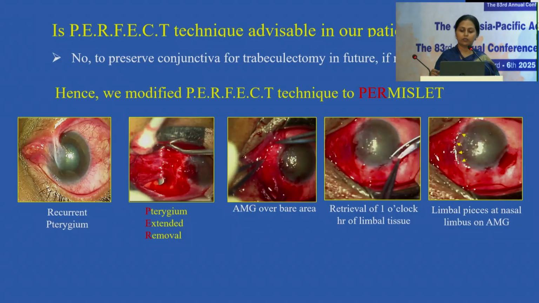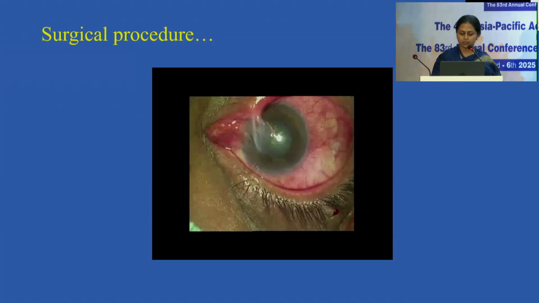And we are removing superior temporal aspect. We'll take around 1 clock hour of limbal tissue. And we'll be placing this limbal tissue at the nasal limbus on the amniotic membrane graft, and then we'll be securing it with a banded contact lens. And hence the term MISLET. Now, this is the surgery.